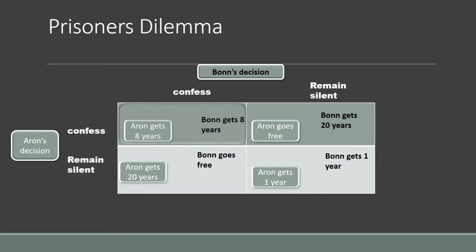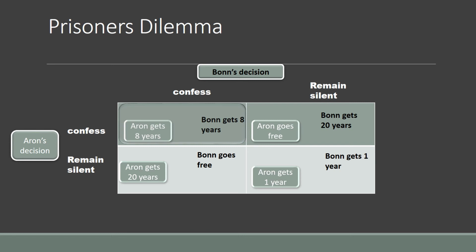But what if he's thinking that Aaron might choose to confess? Then what would be the best strategy for Bond? Again, the best strategy for Bond is to confess because if he confesses, he has to spend 8 years in jail, but if he chooses to remain silent, he has to spend 20 years in jail. So the dominant strategy for Bond is to confess and spend 8 years in jail.